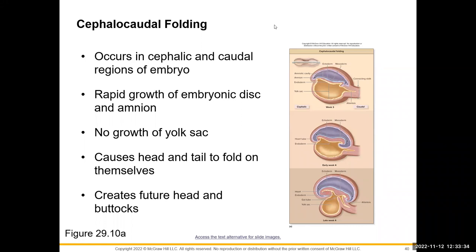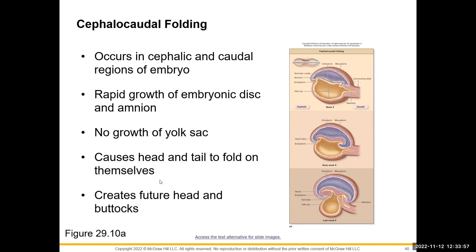Okay, so our first of the folding is the cephalocaudal folding. If you dissect that word, cephalad is towards the head, caudal is going to be towards the buttocks area, near your rear end. And so we're going to see, during this period of time, that the head and the rear end are going to fold down upon themselves.